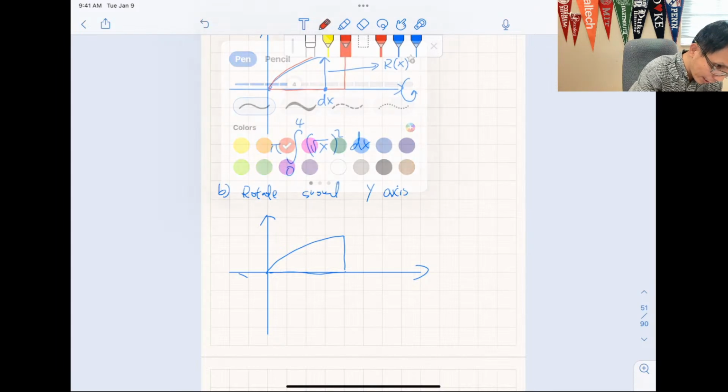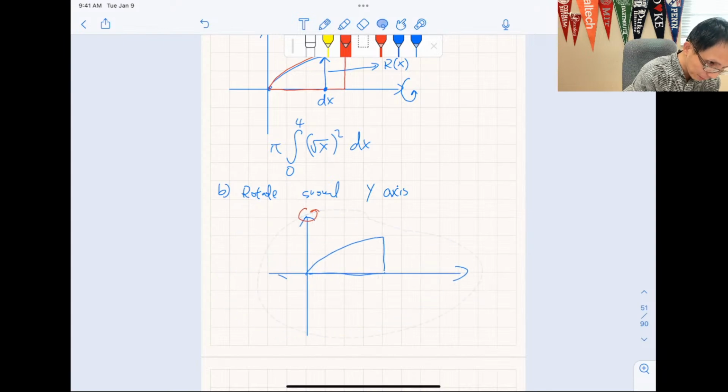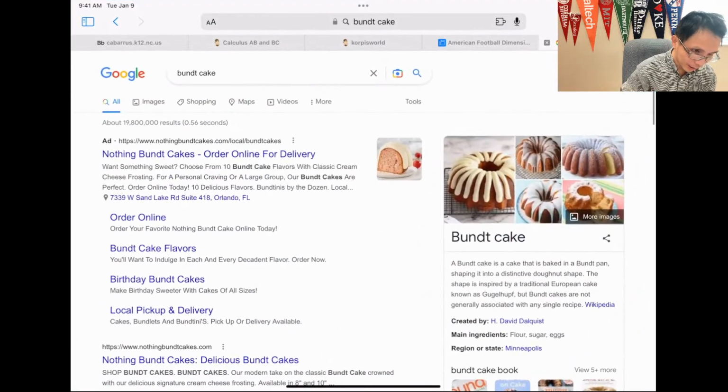The y-axis. So we're going to go to the y-axis and draw this rotating. What kind of shape am I forming? No, what kind of shape am I forming? A donut. We talked about this. A bun cake. Yeah, so obviously it looks something like this, a bun cake.